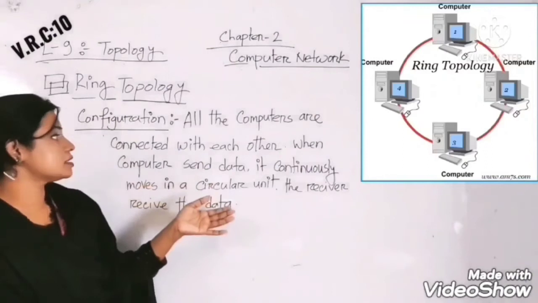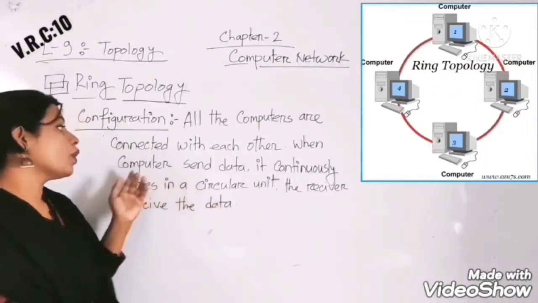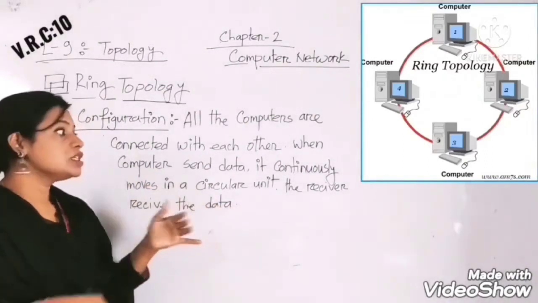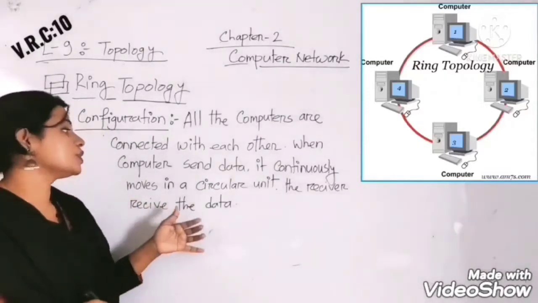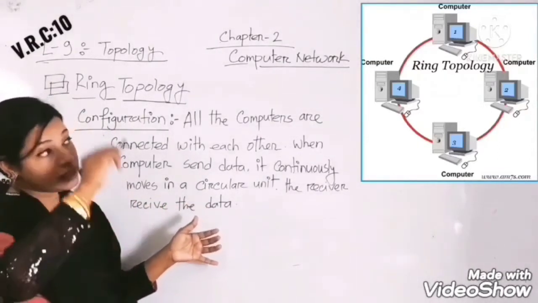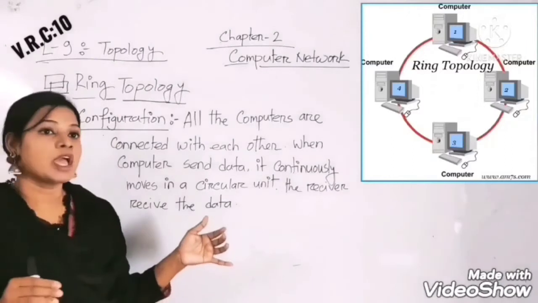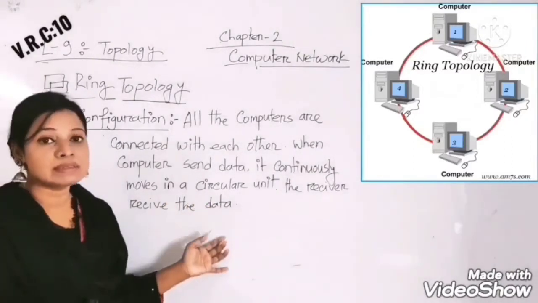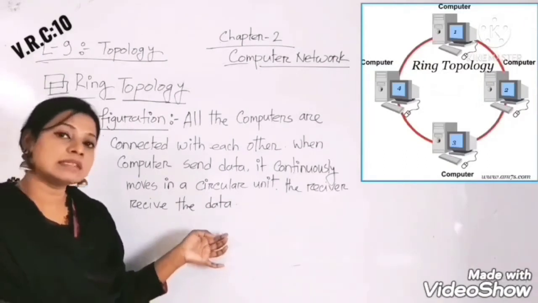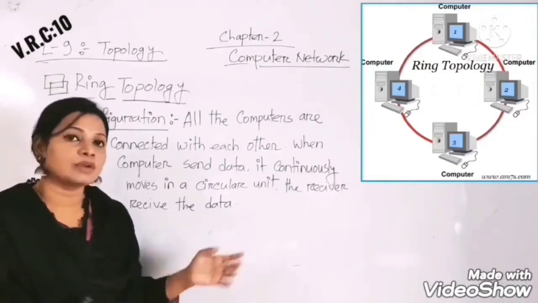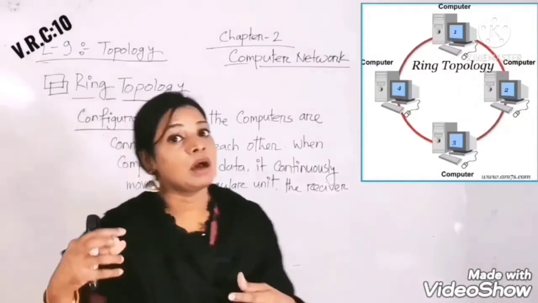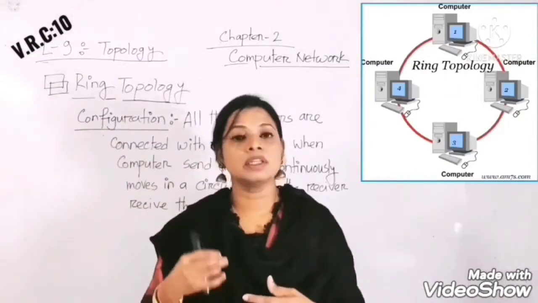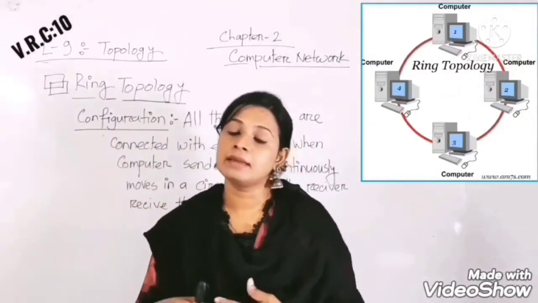All the computers are connected with each other, and when a computer sends data, it continuously moves in a circular unit. Yes, in this circular unit it will move, and only the receiver computer will receive the data. The same, other computers cannot receive any data from the sender. Only the receiver computer can receive the data.